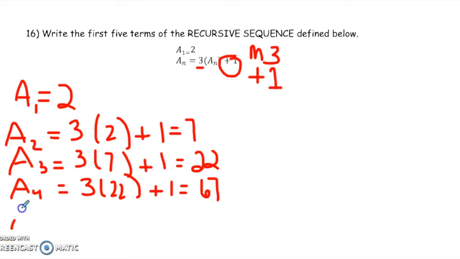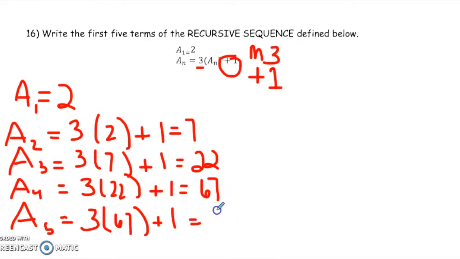And finally, your fifth term, you're going to take 3 times your 67, and then add 1. And you get 202.